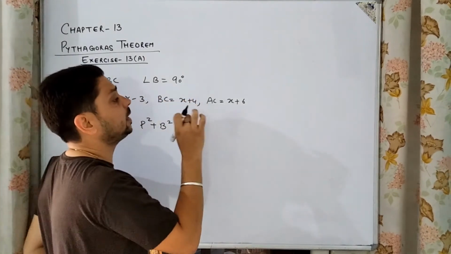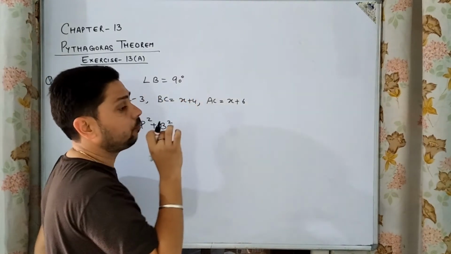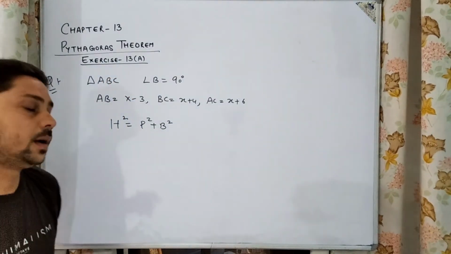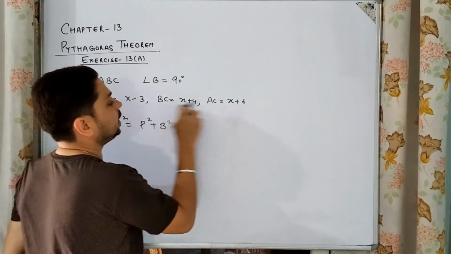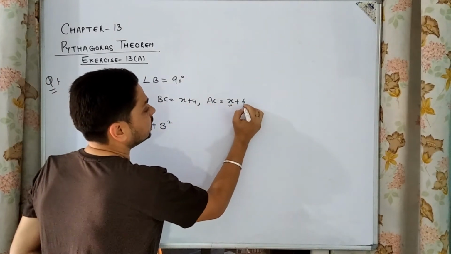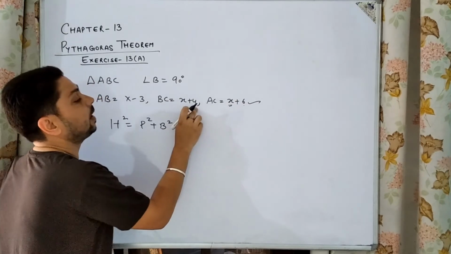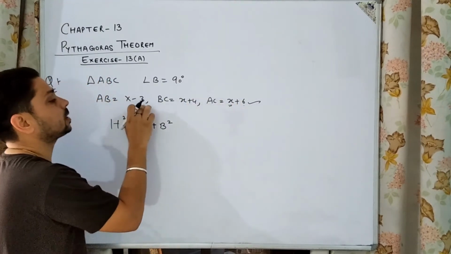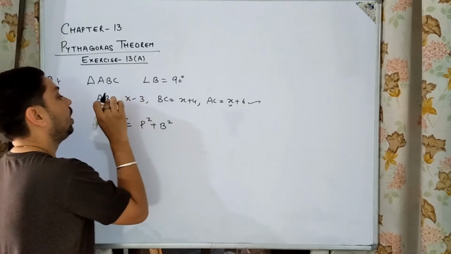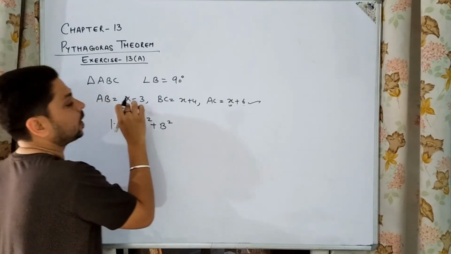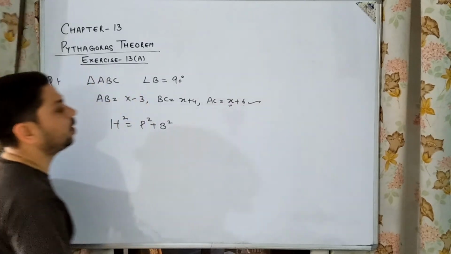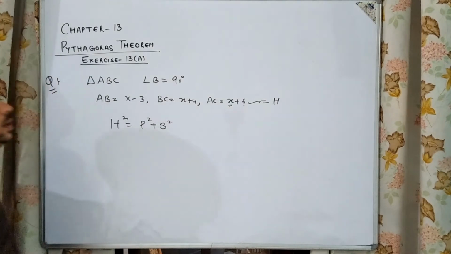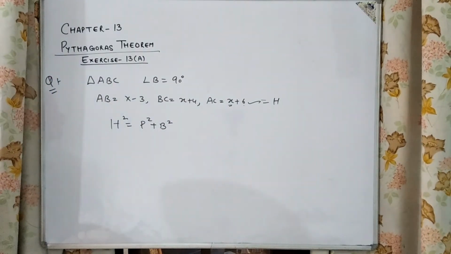We have to find the hypotenuse here. We know that hypotenuse is the longest side of a right angle triangle. So you can see that x plus 6 is greater than x plus 4 by 2 more than this side. Similarly, x minus 3 is the smaller side of the right angle triangle and this is the largest side of the right angle triangle. So we'll take it as hypotenuse here. In this way, you can select the hypotenuse.